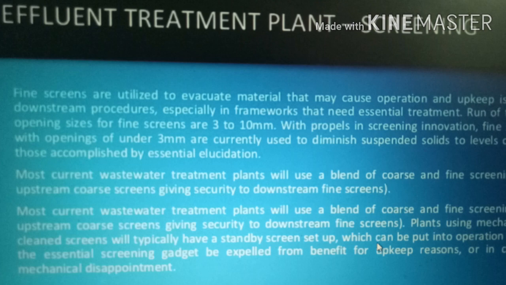In this treatment, screening is the major part. This screening procedure includes the removal of large non-biodegradable and floating solids that frequently enter a wastewater works, for example cloths, paper, plastic, steel, containers and wood. So these screening chambers are used to remove the material that may cause operation and maintenance issues in the downstream process, especially in systems that need primary treatment.